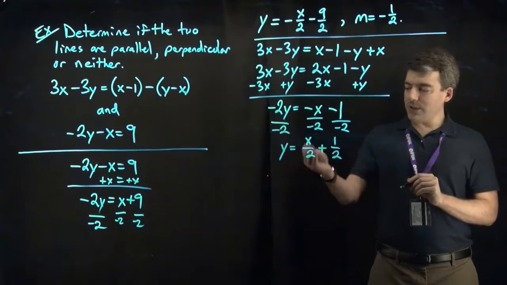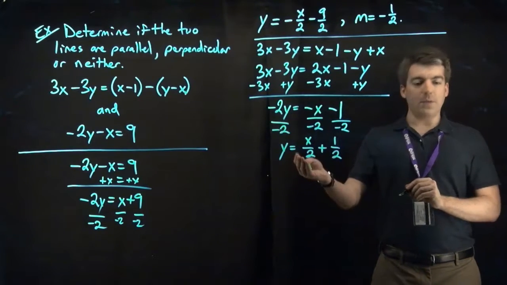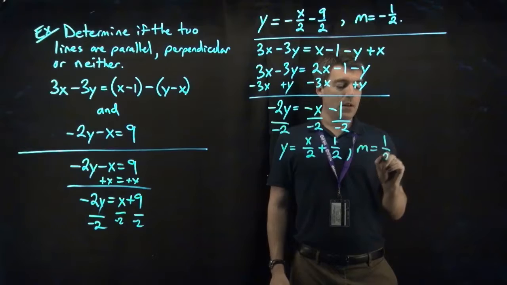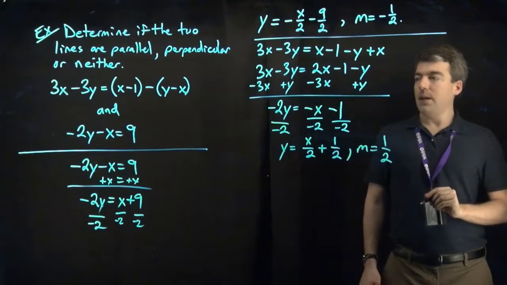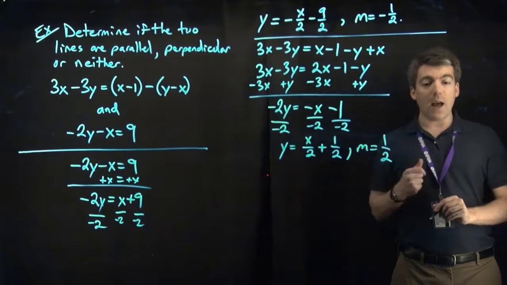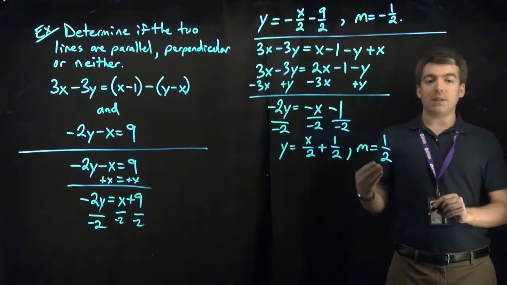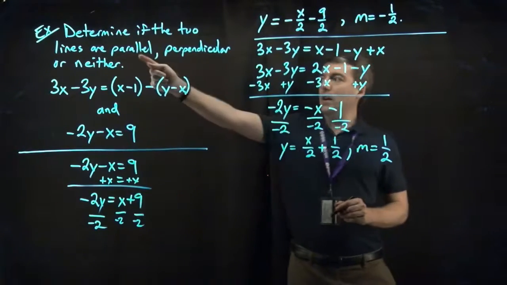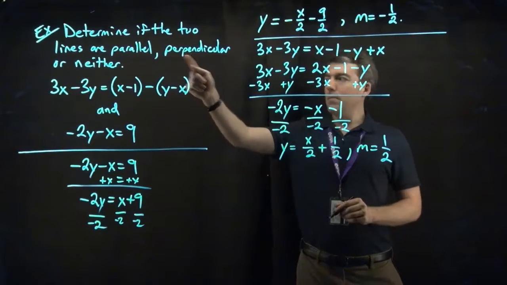All right, so we have y equals mx plus b. The coefficient of the x here is 1/2, and so the slope of this line is 1/2. All right, slope of our first line is negative 1/2. Slope of the other line is 1/2. They happen to be opposites, but they're not reciprocals. So these lines are not parallel, they're not perpendicular, they're neither.